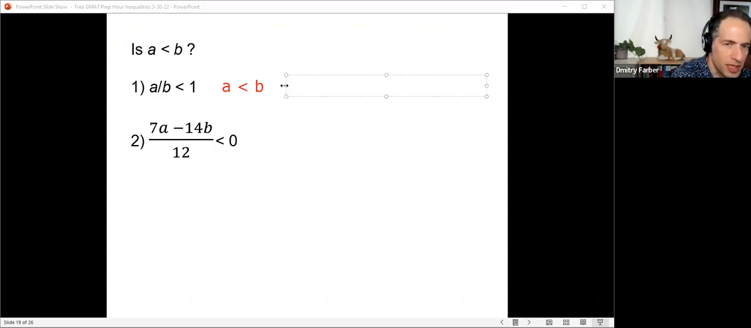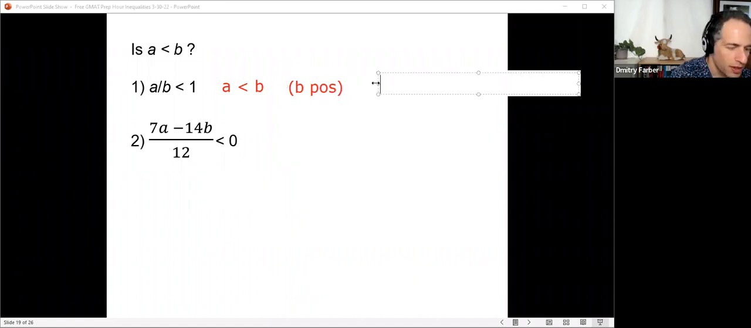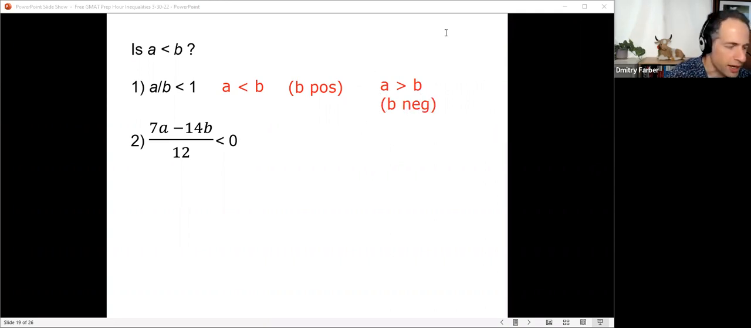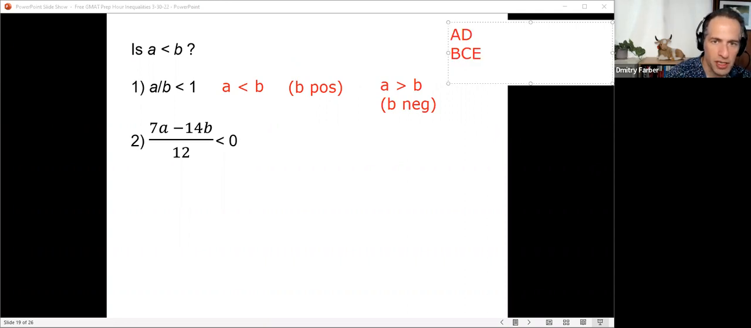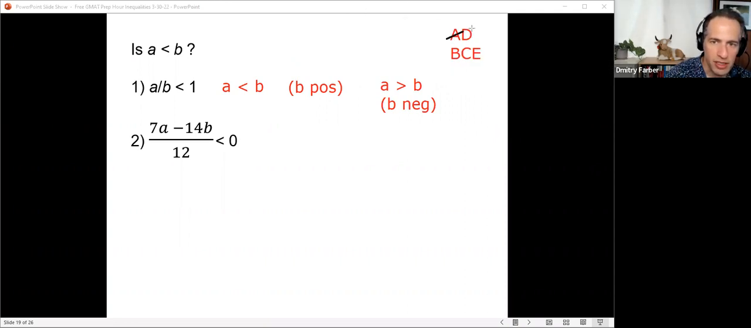So it's a is less than b, right? If b is positive. Or if b is negative, a is greater than b. Okay, so when we write down our AD, BCE, if you haven't learned that yet, it's one of the most valuable things for data sufficiency. If statement 1 is insufficient, we cross off AD. Now, statement 2 gets us a lot closer. It's tantalizing. Although it doesn't end up being sufficient, if the question were slightly different, it would be, right?